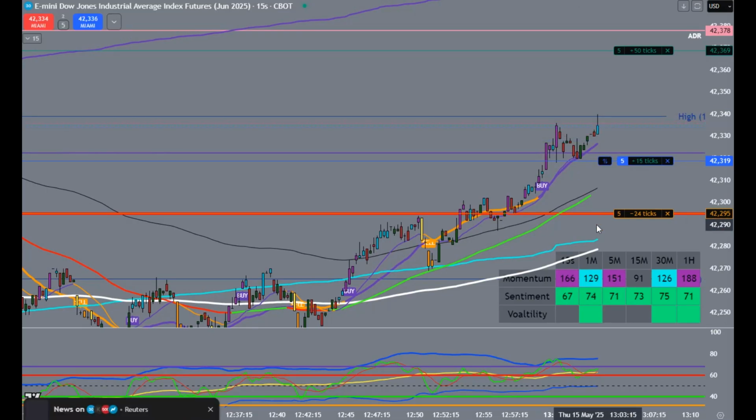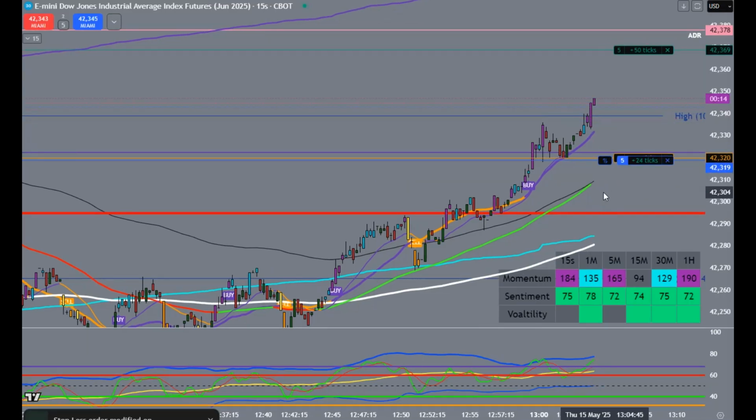And once this trade takes off, we've already got that stop loss moved to a break even. I am more than fine locking in 28 points and being done for the day.